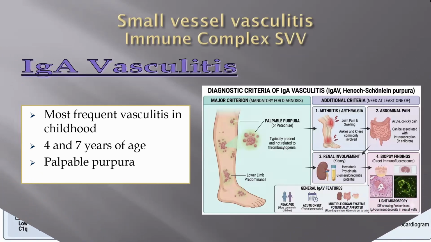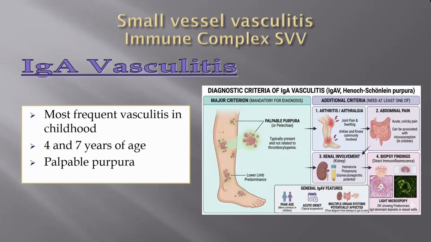Our final disease in this category of immune complex small vessel vasculitis is the IgA vasculitis, or Henoch-Schönlein. This is the most frequent type of vasculitis among children, and its exact cause is unknown, though it is possibly related to a preceding infection in the setting of certain genetic and environmental factors.